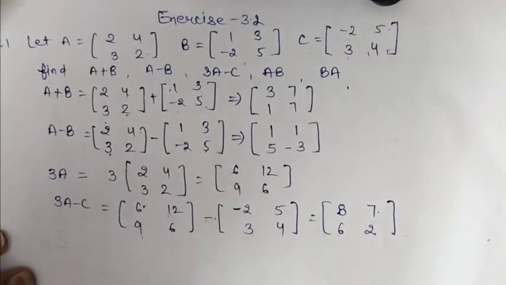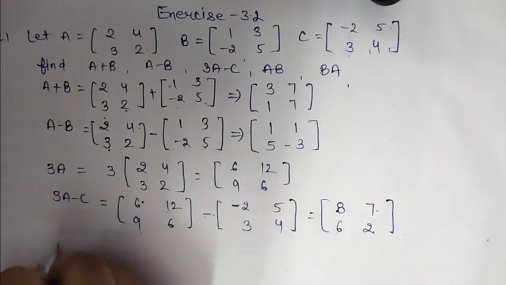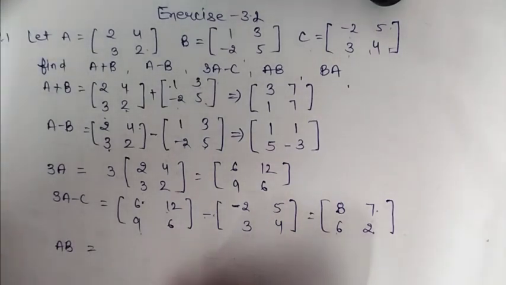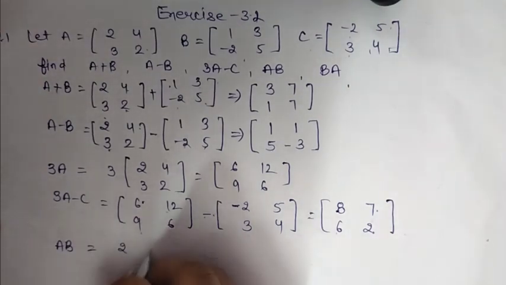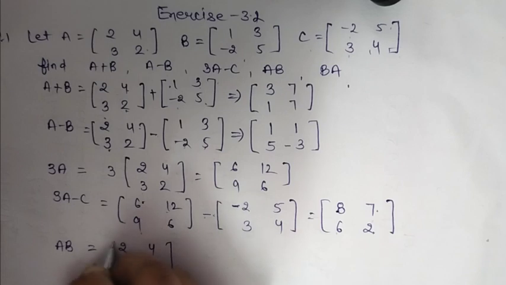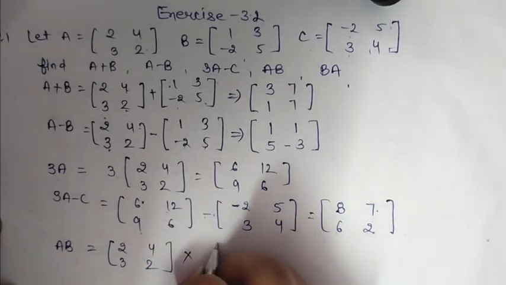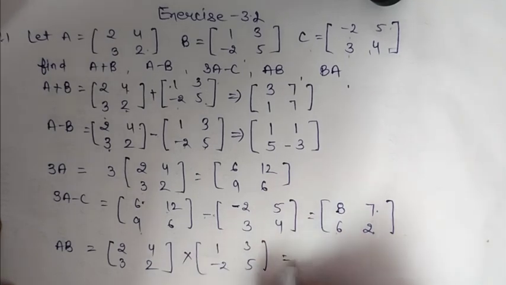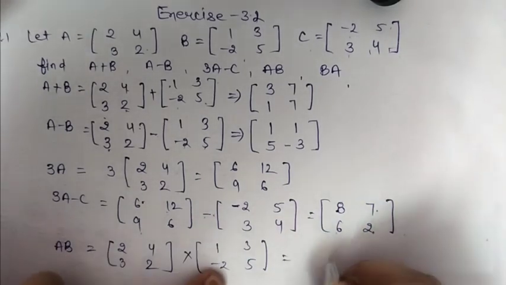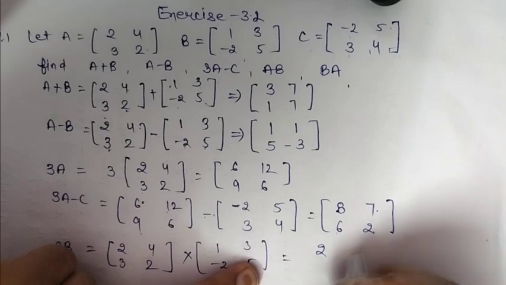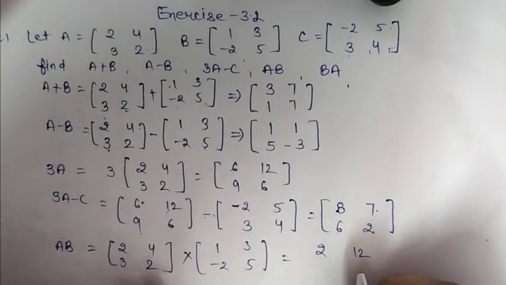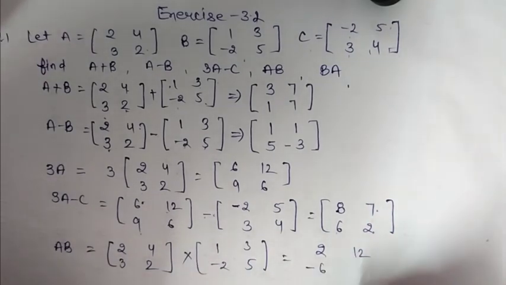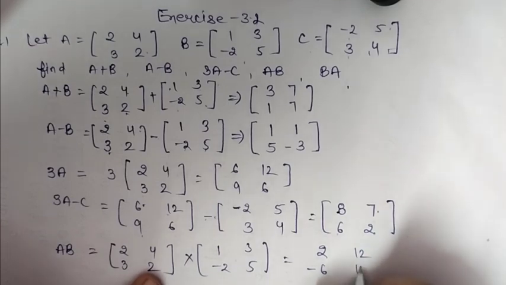Okay, now we have to find the value of ab. We have to multiply a with b. a we have 2, 4, 3, 2, and b we have 1, 3, minus 2 and 5. Okay, so we will get 2 times 1, we will get 2. 4 times 3, we will get 12. 3 times minus 2, we will get minus 6. And 5 times 2, we will get 10.